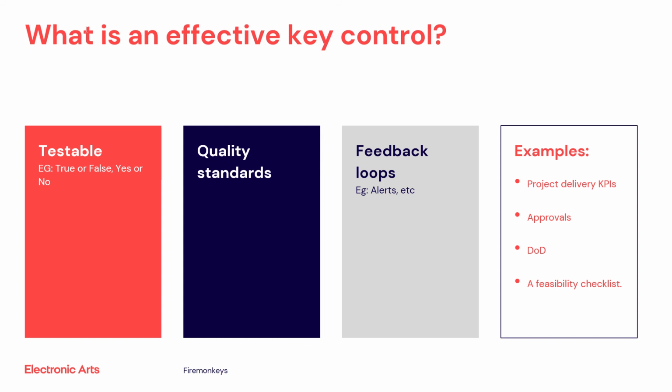Examples in a business context could be setting tolerance around project delivery KPIs, like earned value, schedule variance, or scope. A manager approving someone's work to provide quality control. A definition of done that you can check your work against. Project milestones with a standardized review, like the aforementioned pre-pro checklist.